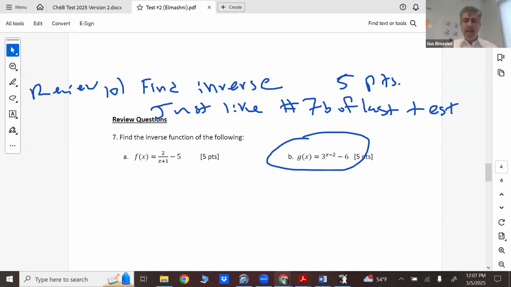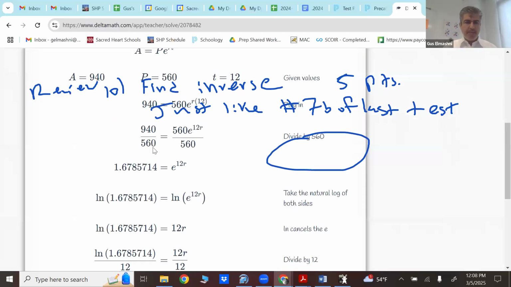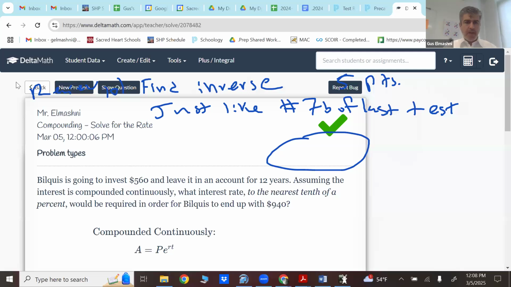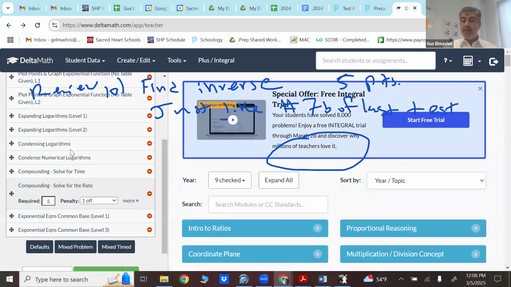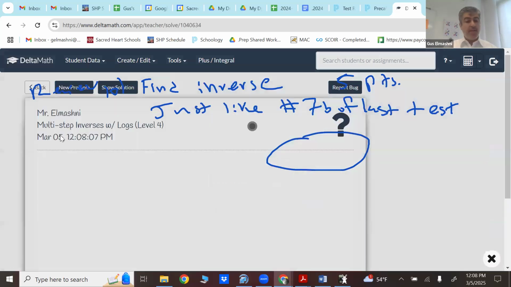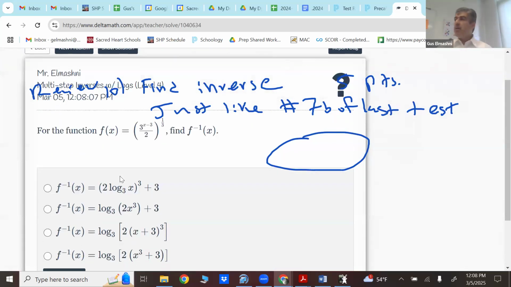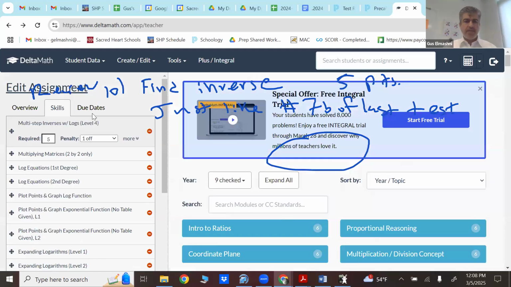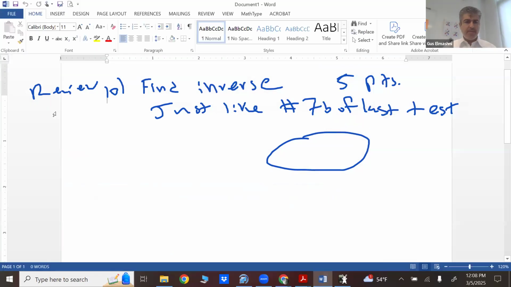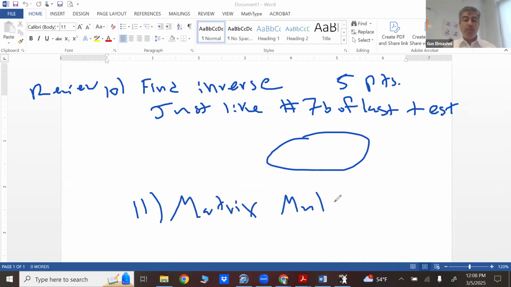Involving logs. And if you go to Delta Math again, I even put one on there like that. Now the one on Delta Math is harder. They put level 4. I couldn't find an easier level, unfortunately, but you have that as an example. That'll be 5 points. And then lastly, the last question, number 11, matrix multiplication. I'll put it in the calculator section, that way you can check your work. There's a review problem with that as well, and that's 4 points.